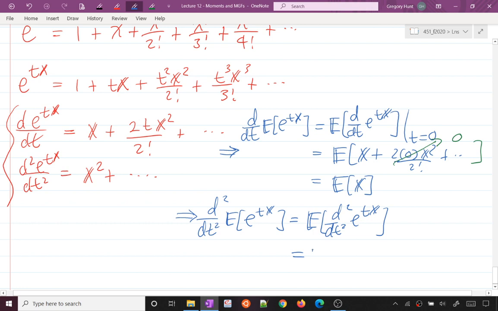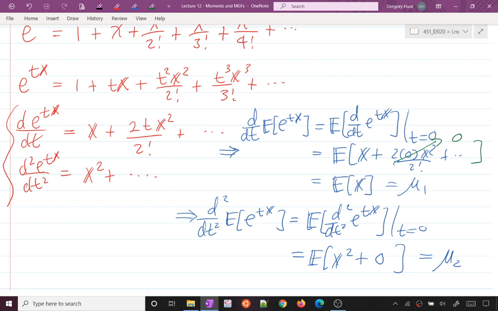What am I going to be left with? It's going to be the expected value. If I plug in t is 0 here, this is going to be the expected value of x squared plus what amounts to 0, right? The first one would be the first moment, this would be the second moment. So it's another way of looking at it, and that is relating that to power series.